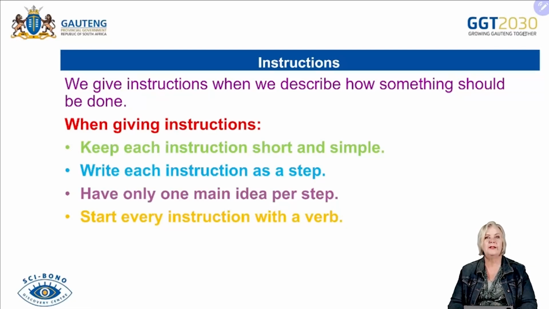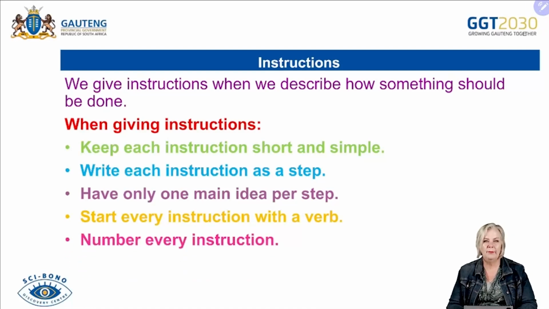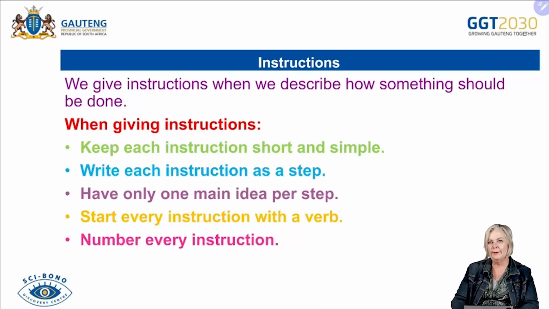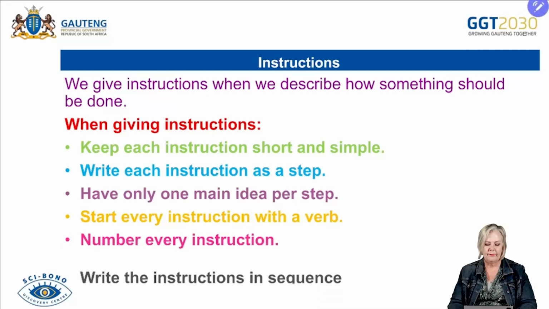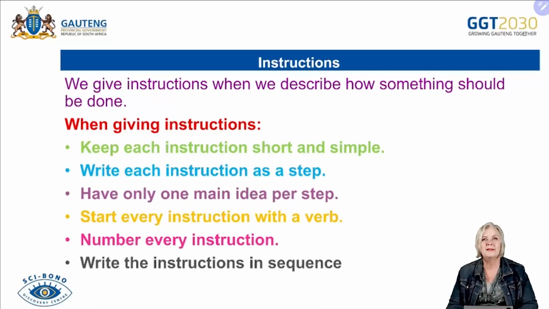Start each instruction with a verb. The same with the directions. You start each instruction with a verb, and then you number every instruction. So the main difference between the instructions and the directions is that directions could be in paragraph form or in point form. But the instructions definitely should be in point form. Write the instructions in sequence. Yet again, it's a process, so you need to remember, go step by step.